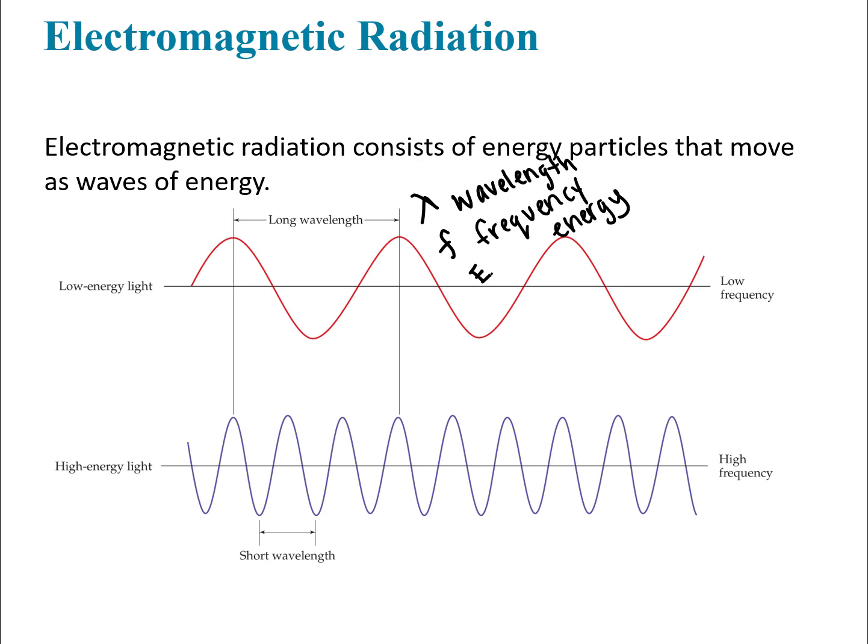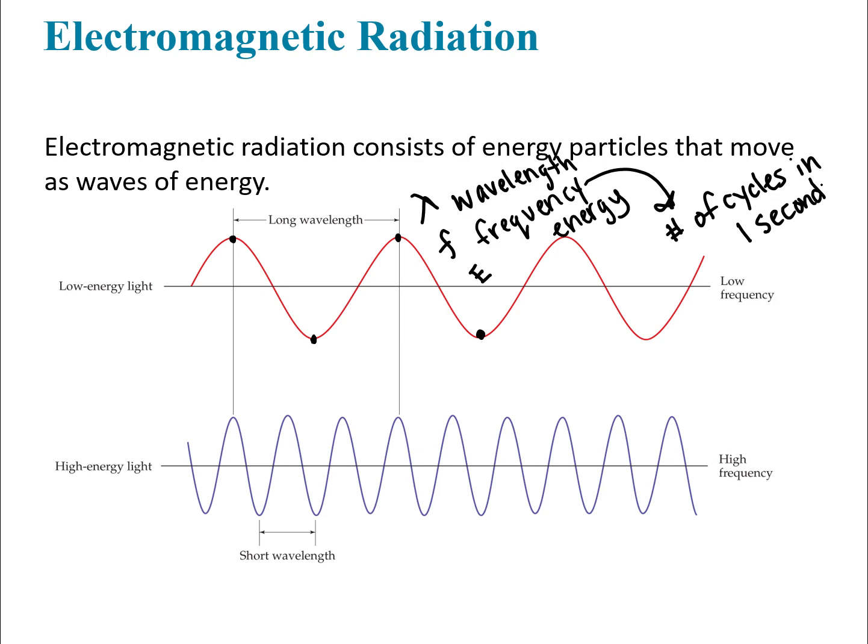Let's define these. So a wavelength is just the distance from peak to peak, as is shown here, or trough to trough. So top to top, bottom to bottom. The frequency is the number of cycles that can occur in 1 second. So how many wavelengths can you do in 1 second?